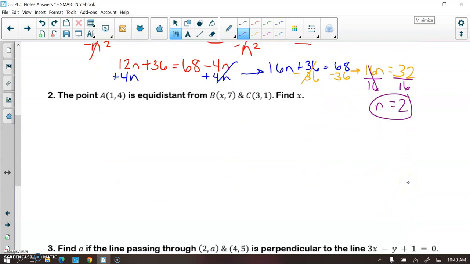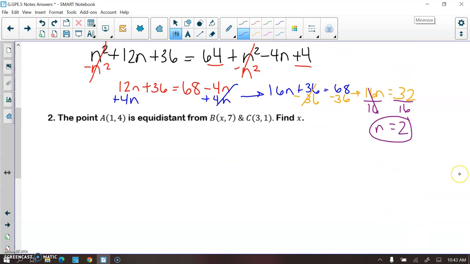Now number 2, the point A is equidistant from B and C. So what that means, if I take the distance, equidistant means equal distance. So if I take the distance from point A to B, that distance formula is the square root of x2 minus x1 squared plus y2 minus y1 squared.